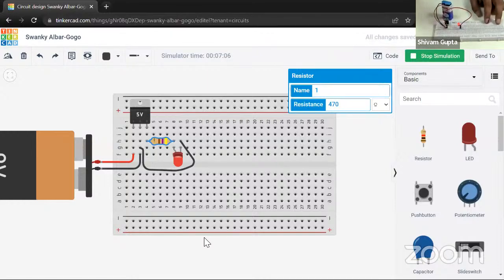All right students, now you can see the LED is glowing. If I remove the battery, the LED stops glowing. If I connect it, you can see it glowing. So it's a simple circuit. You can make it, and you just need to follow the way you have made it on the simulator.